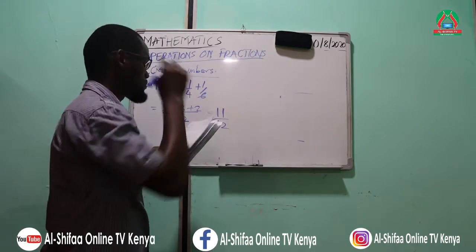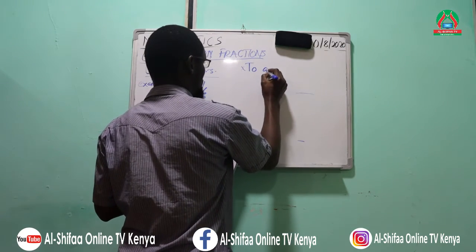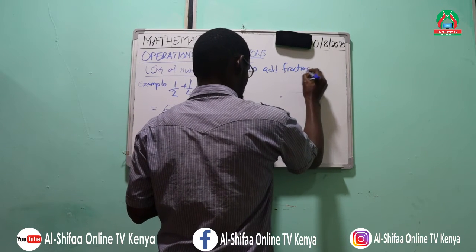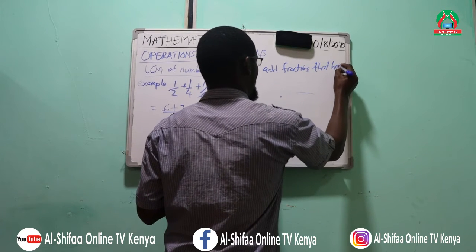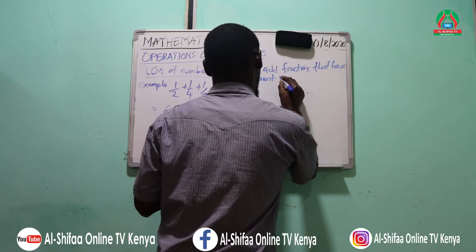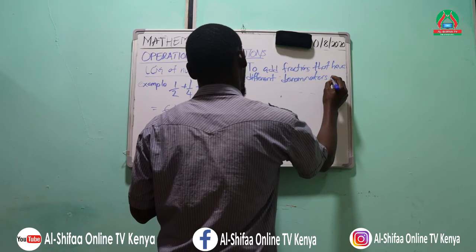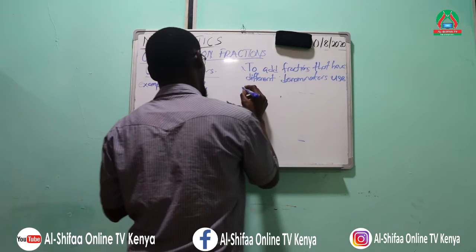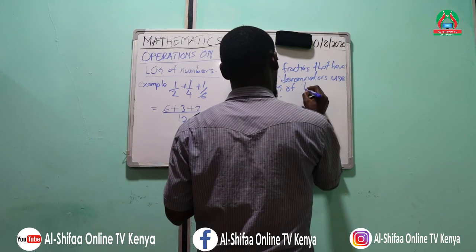Before going further, there's a note. We are told that to add fractions that have different denominators, we use the LCM of the denominators.